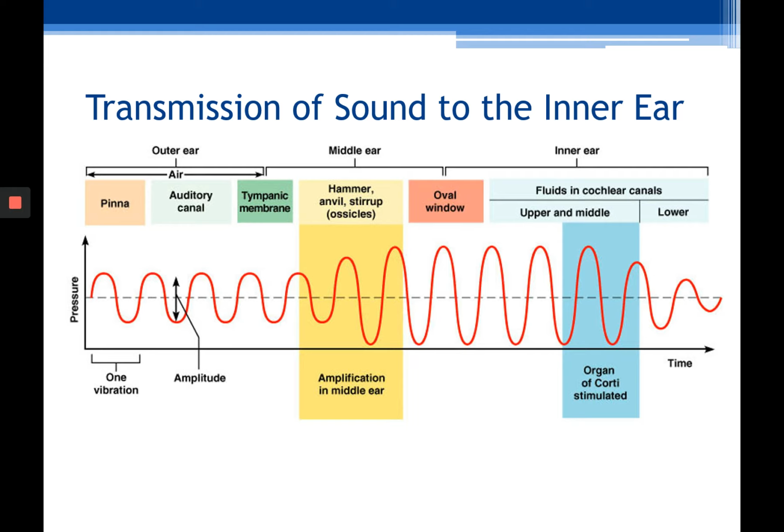So here is a sound wave traveling from the outer ear to the inner ear. Notice that as we go through the middle ear, we're going to amplify the sound waves. That occurs because of the auditory ossicles. That is their role. It's the amplification of sound waves.